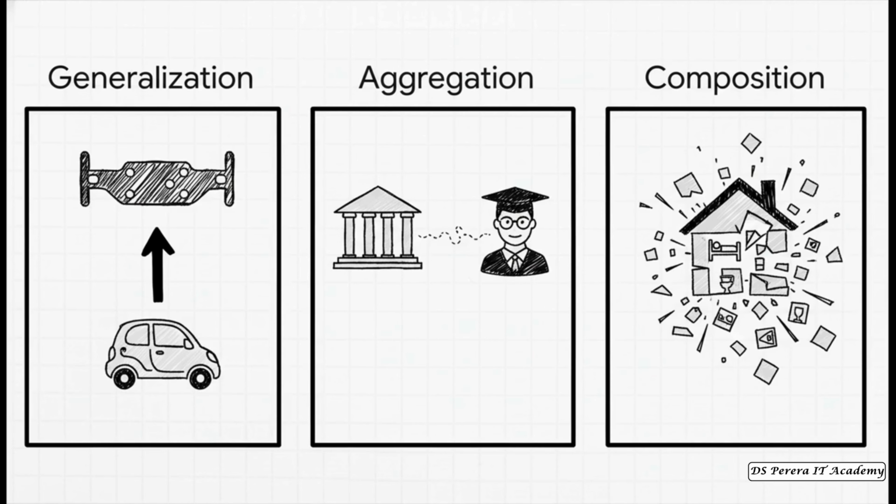Second, there's aggregation. In English, this is where one object has another one, but they can both exist independently, just like a department and its professors.